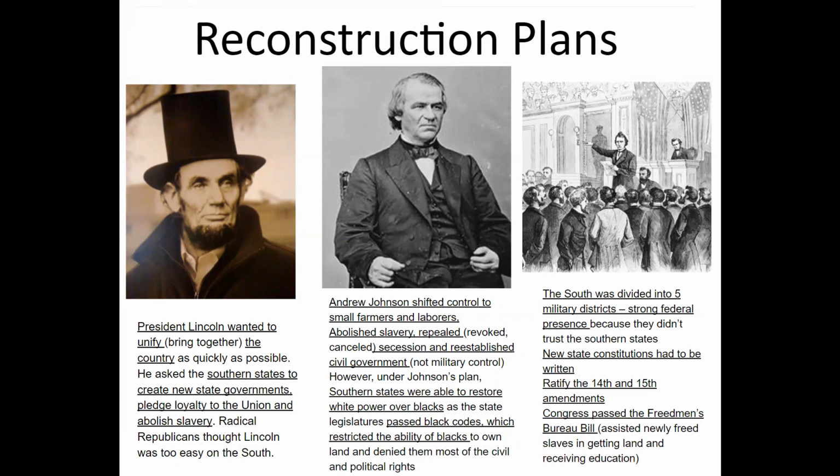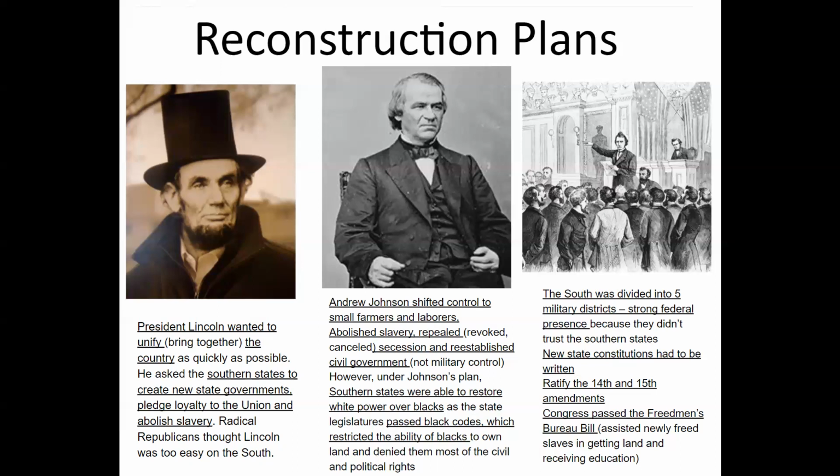So the radical Republicans decide to divide the South into 5 military districts, taking away the control from the small farmers and the laborers. And they're very upset about this because now they no longer have control. And now we're seeing more federal presence inside the South, which is completely what they are against. If you remember from the prior unit, the South was more about state rights and less federal control.